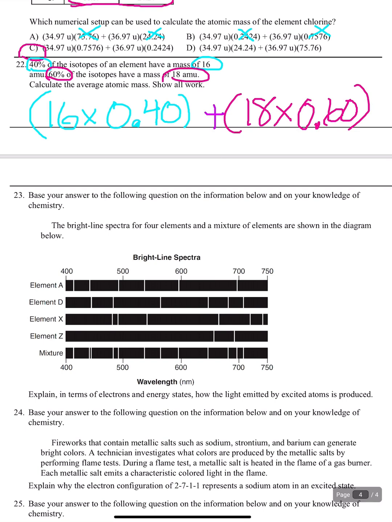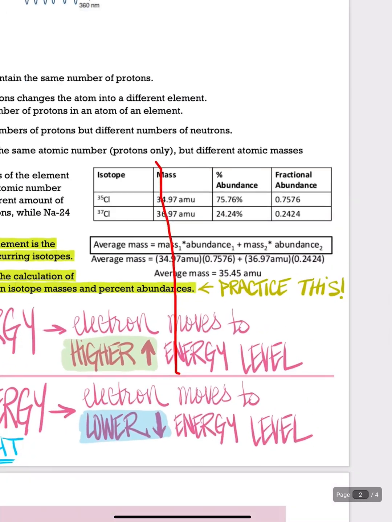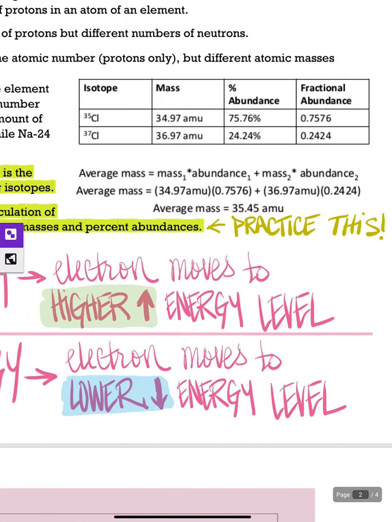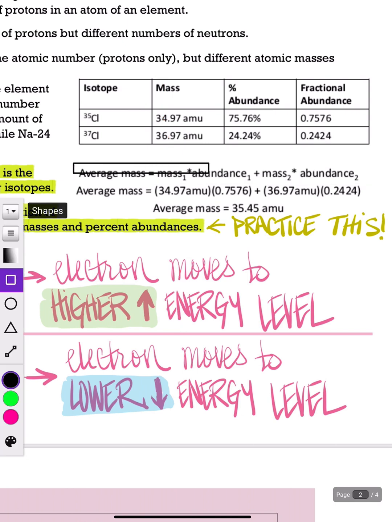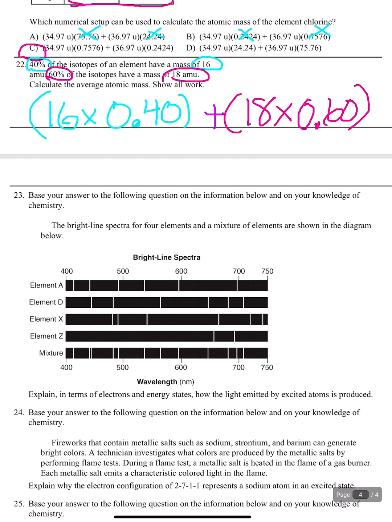Now, if you are confused once again about what we are doing in that problem, please go back to the review sheet that was handed out. This is the equation that we are using: average mass is equal to mass times fractional abundance plus mass times fractional abundance. So we're keeping the isotopes separate. Once you put this on your calculator, you're going to get an answer of 17.2.